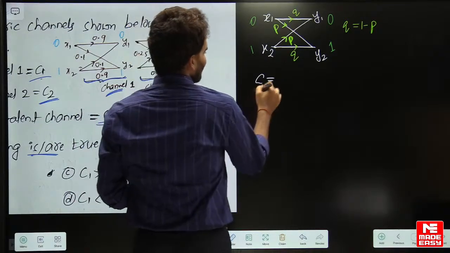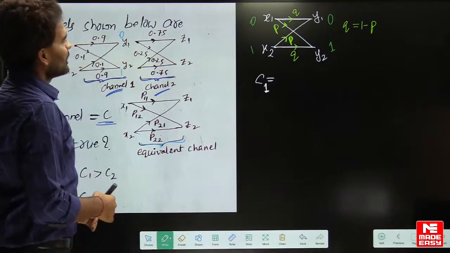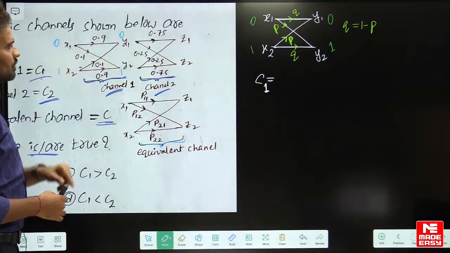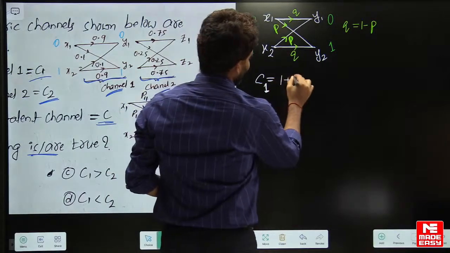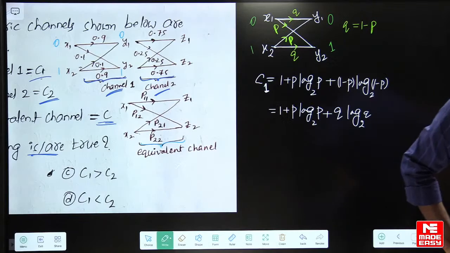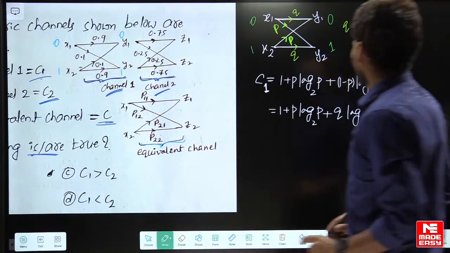So this is the first one. For the first binary symmetric channel, the inputs are x1, x2 and the outputs are y1, y2. For a binary symmetric channel, the capacity will be 1 plus p log p base 2. Try to give the answer for this.